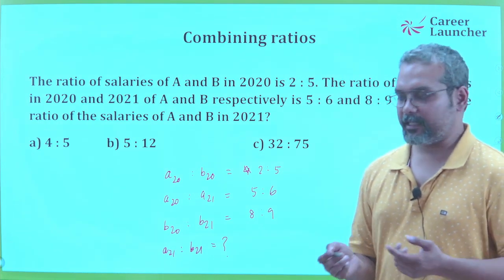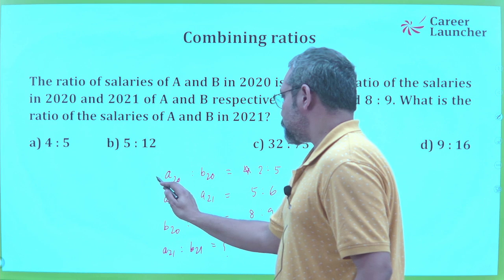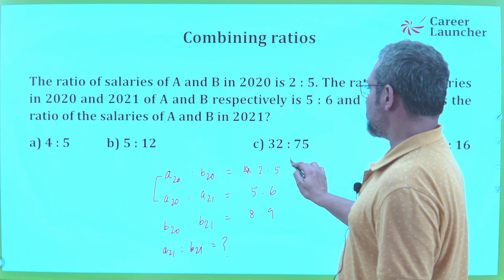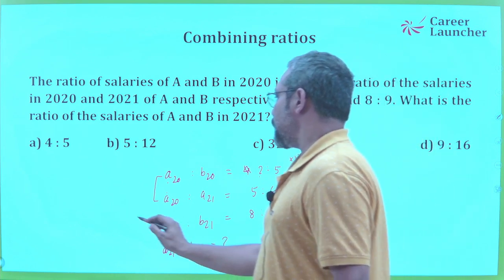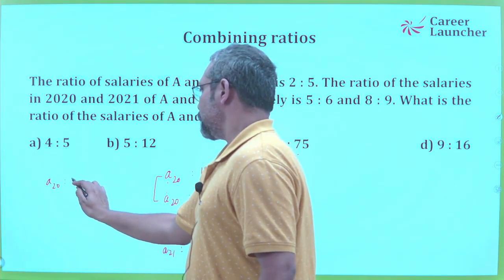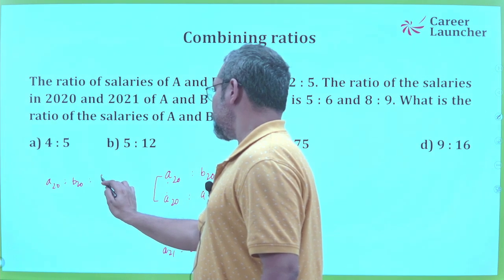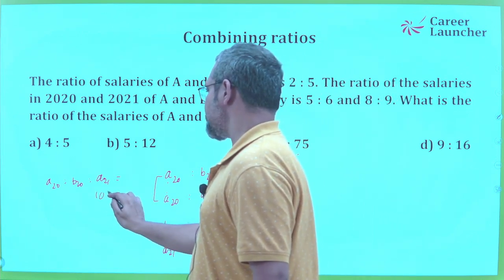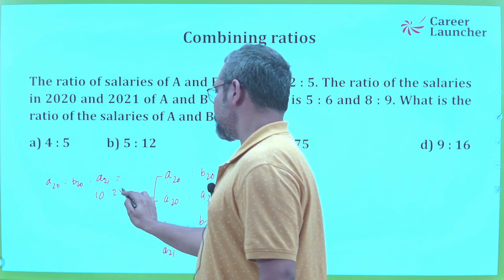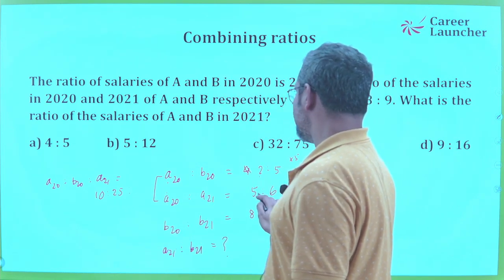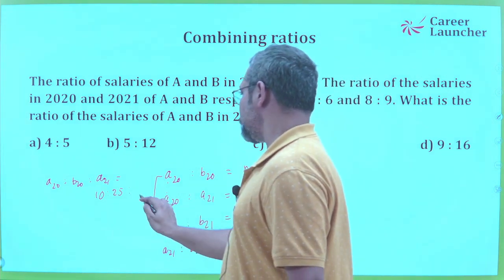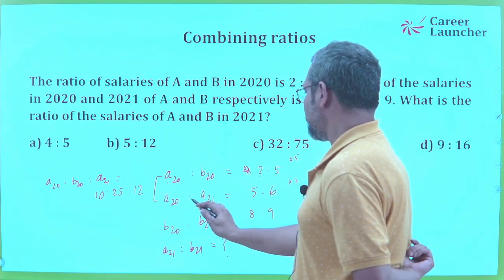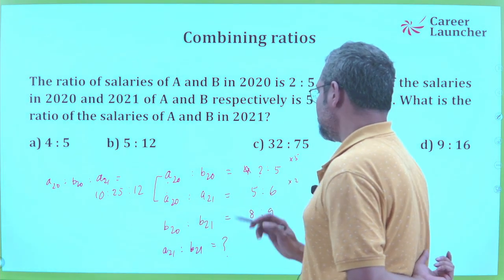So let us combine like we discussed. First we will look at these two. Here the common term is this. Here we have 2 and 5. So we multiply this with 5 and this with 2. So we now have A20, B20 and A21. 5 2s are 10, 5 5s are 25, and 2 5s are 10, so that's matching, 2 6s are 12. So A20 now becomes 10, B20 becomes 25, A20 is 10, A21 becomes 12.